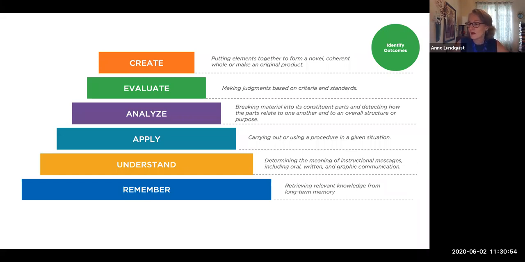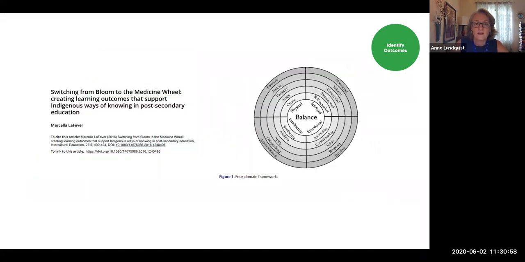And so a piece that we've been looking at, I think on the next slide here, Gavin, is by Marcella Lefevre. She's written a piece called Switching from Bloom to the Medicine Wheel. So this is thinking about indigenous ways of knowing as an example, and creating learning outcomes that support those ways of knowing in post-secondary education.